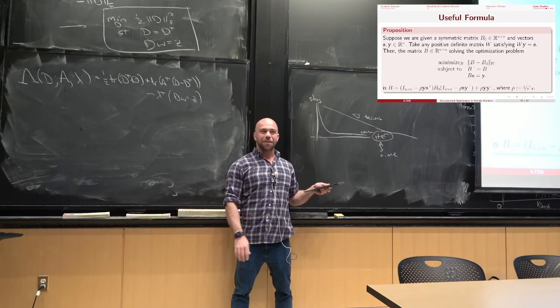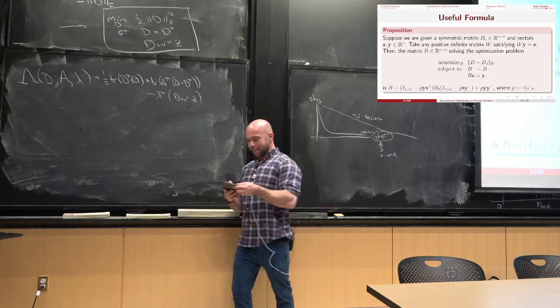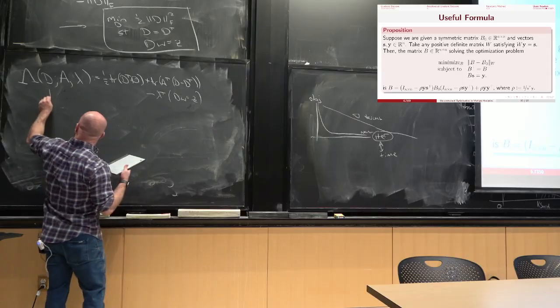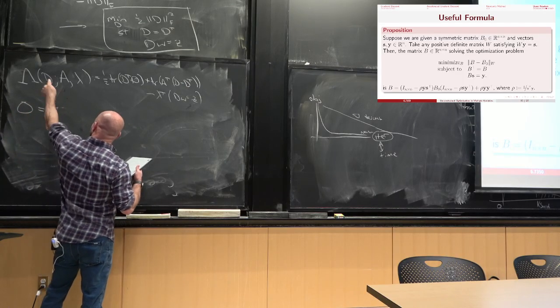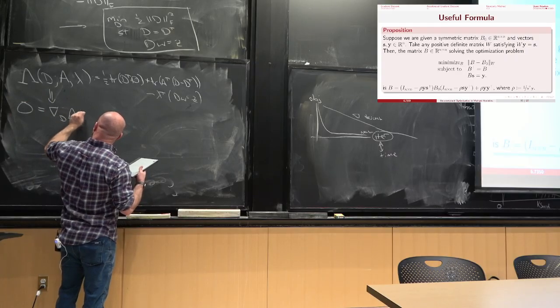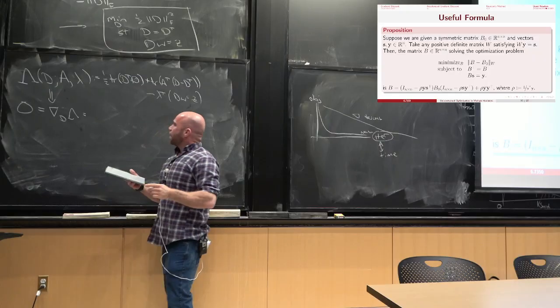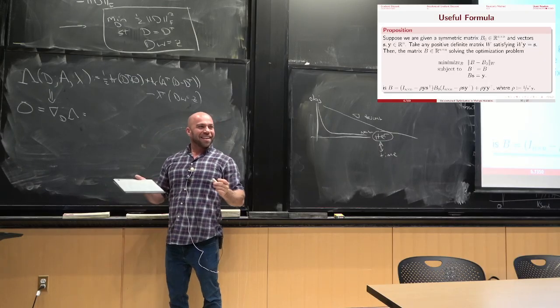What are we to do? It's important not to think too hard. We're going to just take the gradient of this thing and see what happens. So in particular, we have that 0 is equal to the gradient with respect to our unknown D of the Lagrangian. Get excited.